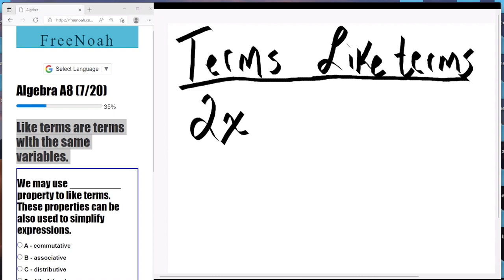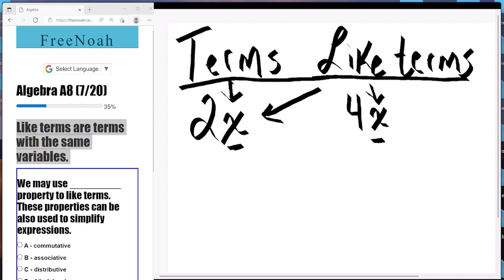So let's start off with 2x. Let's evaluate this term. We have one variable here, and it's x. So if we were to make one up, we can write a like term of 4x. We can say that 2x and 4x are like terms because they consist of 1x each, and they're both powered to the first power.